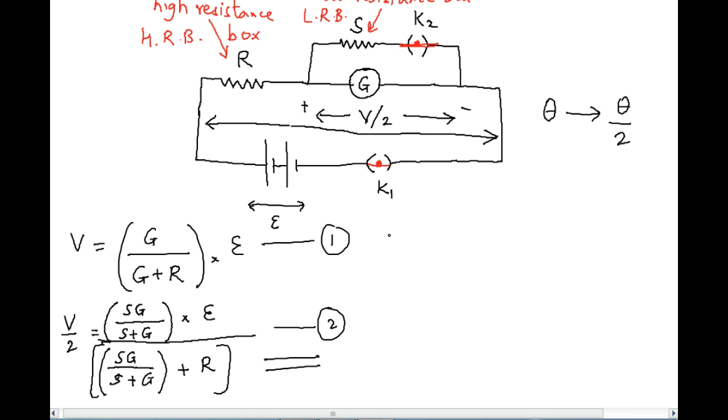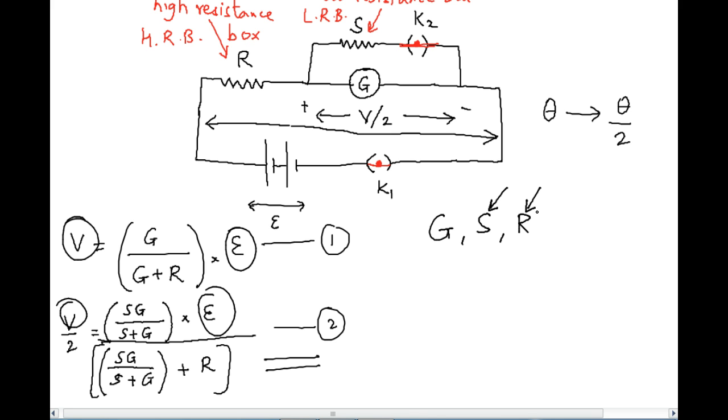Now if you recall, the aim of this experiment was to find the value of G, and you have got two equations involving G. So very obviously what we have to do is to divide one equation by the other, so these V terms get cancelled, the E terms also get cancelled, and you get an equation involving G and S and R. Remember, S is known because it's the resistance of a resistance box, and likewise R is also known for the same reason.